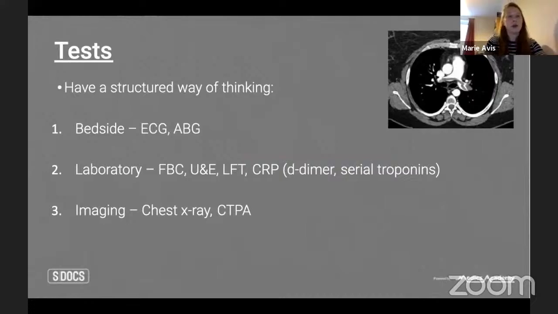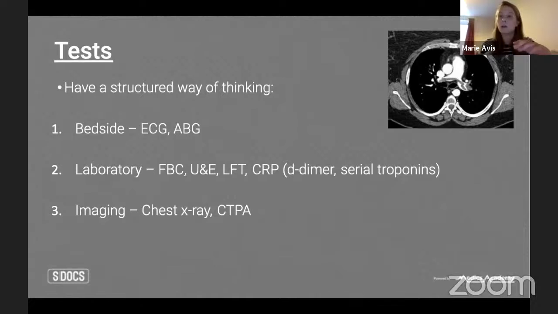So to run through some tests now. I won't go into this in too much depth. This is just an add-on adjunct. But like I said before in my first video, think about a structured way of thinking. So the bedside tests you might do are an ECG. If you do an ECG and you see a barn door ST elevation MI, you're thinking easy, easy peasy. An ABG will show you a bit about lactate levels and the oxygenation. Lab testing, these are some classic ones everyone gets in A&E: your full blood count, your U&Es, your LFTs, your CRP. But then some extra ones for this scenario.